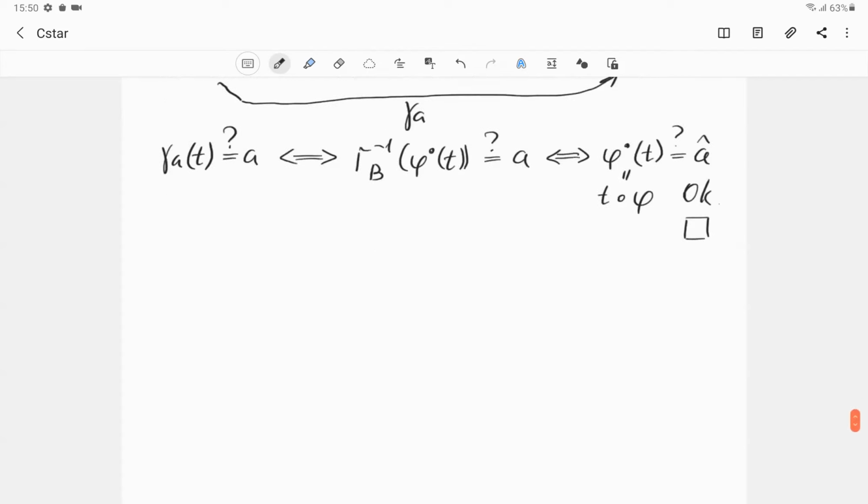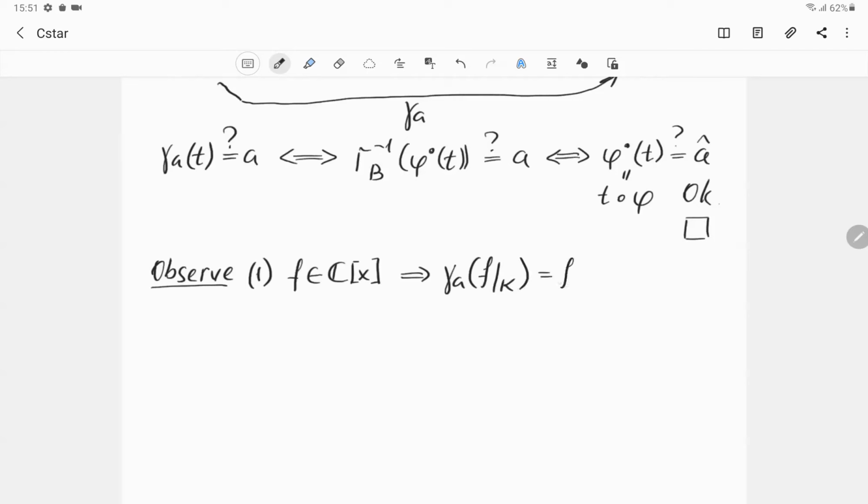Let's now introduce some notation. First of all, let's observe that if f is a polynomial in one variable, then after we apply gamma to f, or more exactly to f restricted to K, what we get is exactly f of a. So gamma takes t to a, and since it's a homomorphism, it takes each polynomial f in t to f of a.